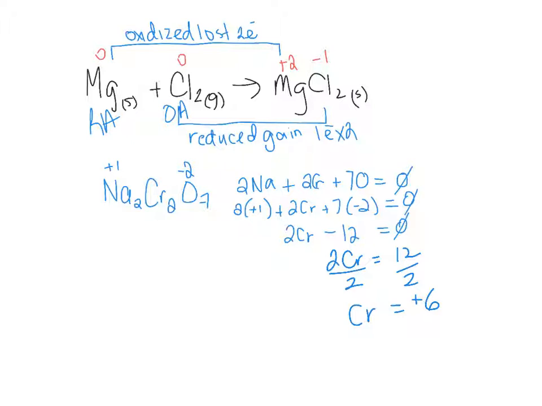Let's do potassium permanganate. Potassium permanganate. If you have to do a redox titration next year, you're using this.